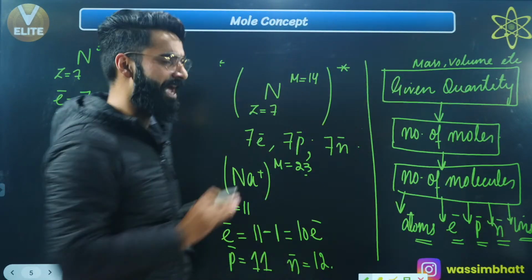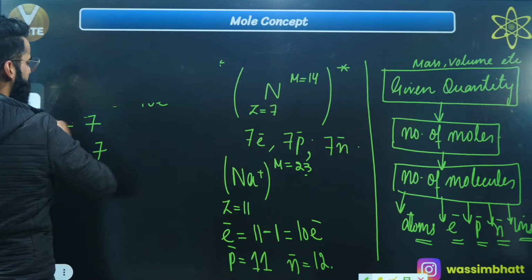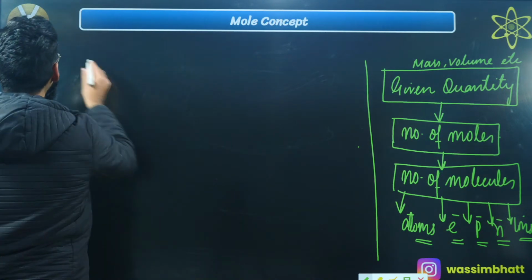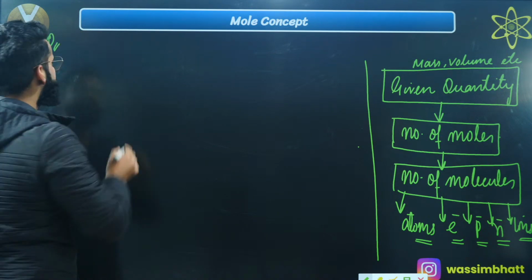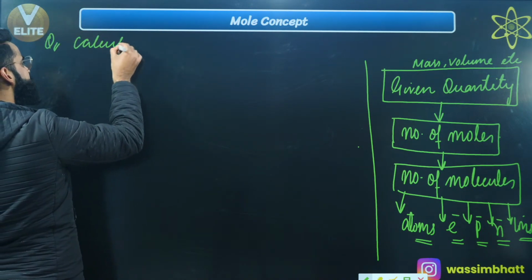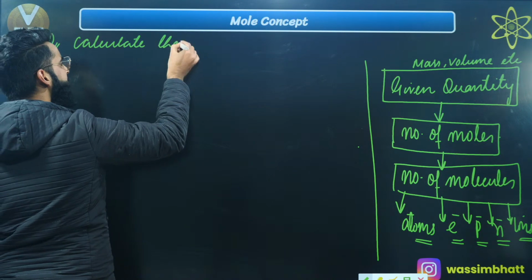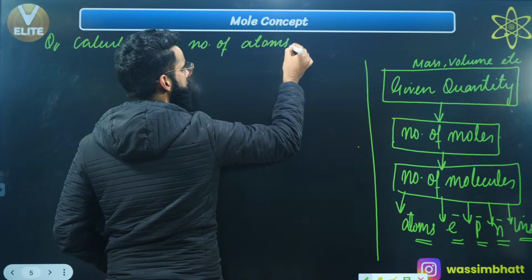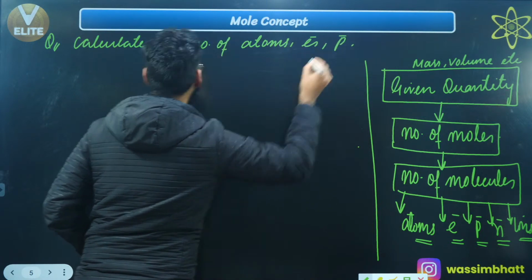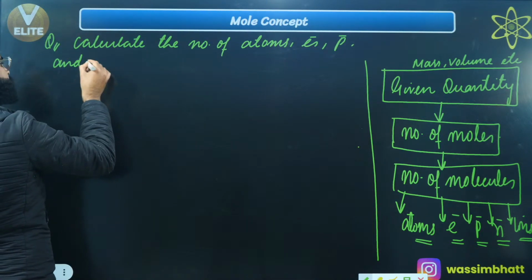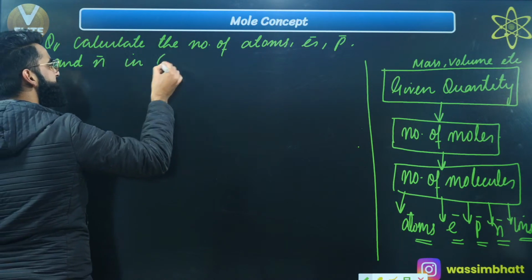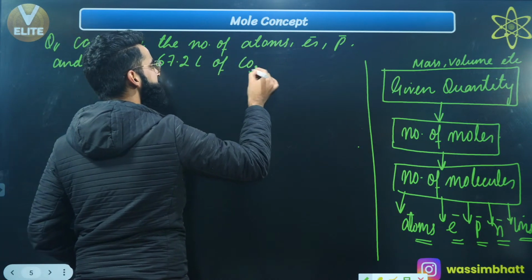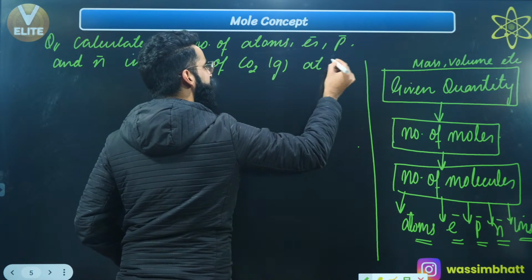Okay. Now have a look exactly how do we do the calculation of electrons, protons and neutrons. For example, I'm writing a simple question over here. The question is, let's say, calculate the number of atoms, electrons, protons and neutrons in 67.2 liters of carbon dioxide gas at STP. Let's assume this is the question.